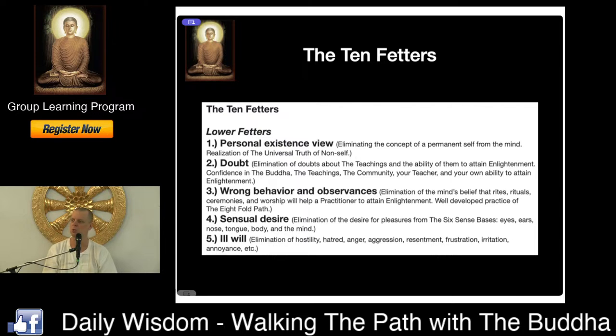By studying the original words of the Buddha, you'll be able to see what he did teach and what he didn't teach. And that's how you can investigate and examine his teachings and ultimately eradicate this doubt. And you'll have then confirmed confidence in the Buddha, confirmed confidence in his teachings, confirmed confidence in the community, because this community will support you and help you and encourage you along.